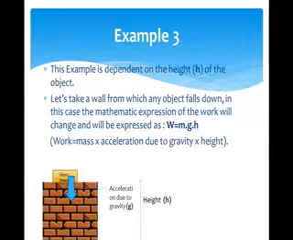Example 3. This example is dependent on the height of the object. Let's take a wall from which an object falls down. In this case, the mathematical expression of the work will change and will be expressed as W equals mgh, that is work equals mass into acceleration due to gravity into height.